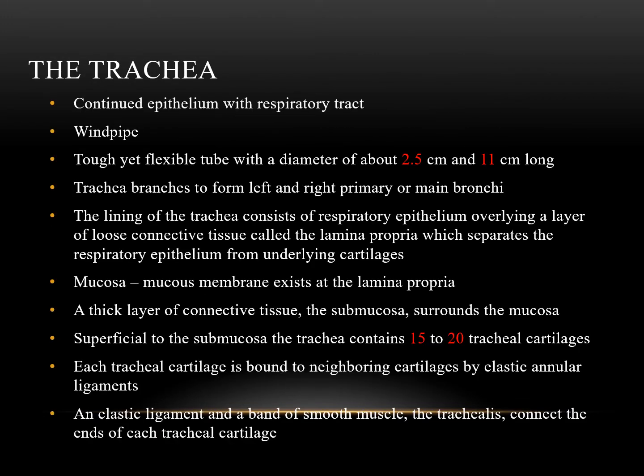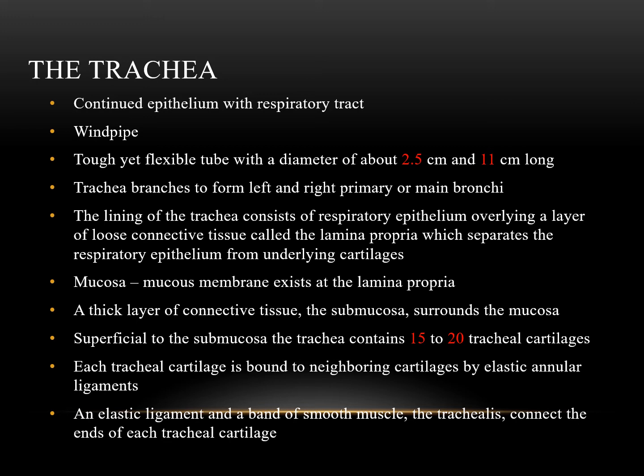The trachea is continuous with the epithelium of the respiratory tract. It's known as the windpipe. It's a tough yet flexible tube with a diameter of approximately 2.5 centimeters and a length of 11 centimeters. The trachea branches to form the left and right primary or main bronchi.